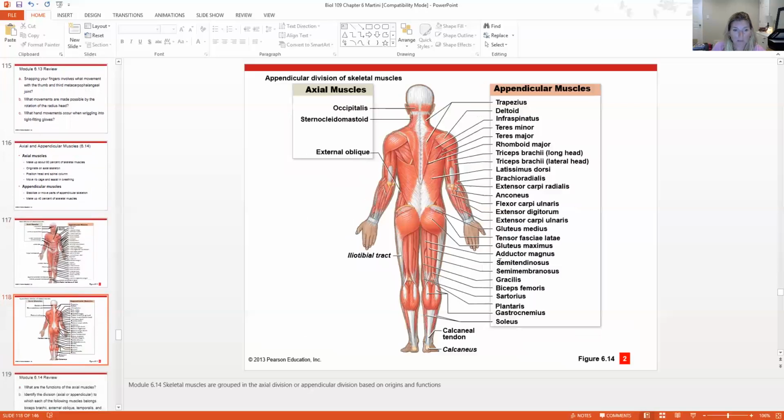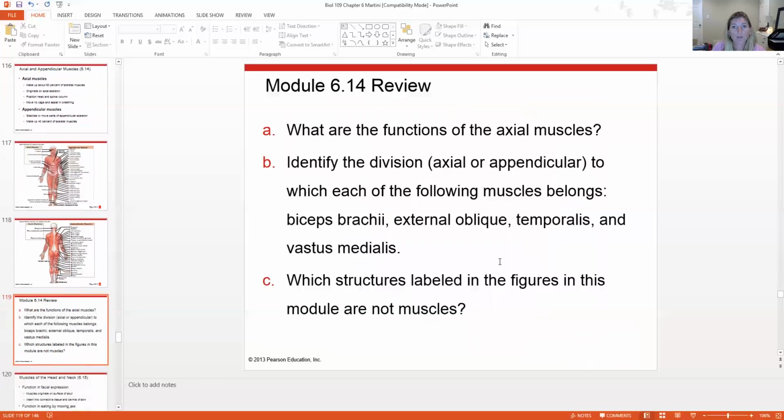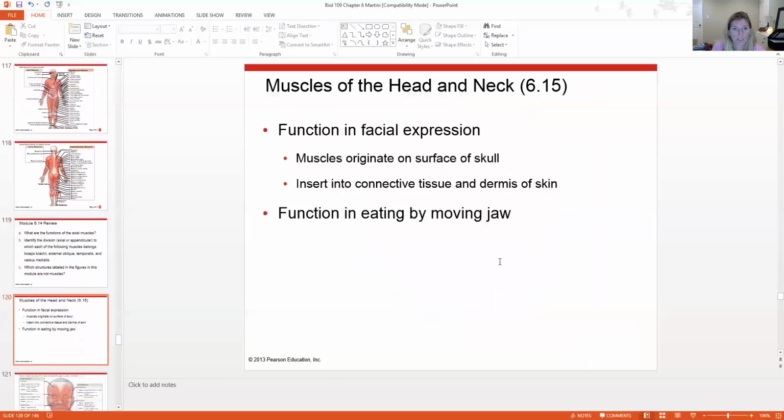There's your posterior muscles. Pause the video, go back and answer these questions. Let's talk about muscles of the head. I'm going to go through this super quick again because this is all covered in lab, and also because, like I said, I'm really just asking you big picture type questions on the muscles on your tests and quizzes. So muscles of the head and neck are used in facial expression and for eating.